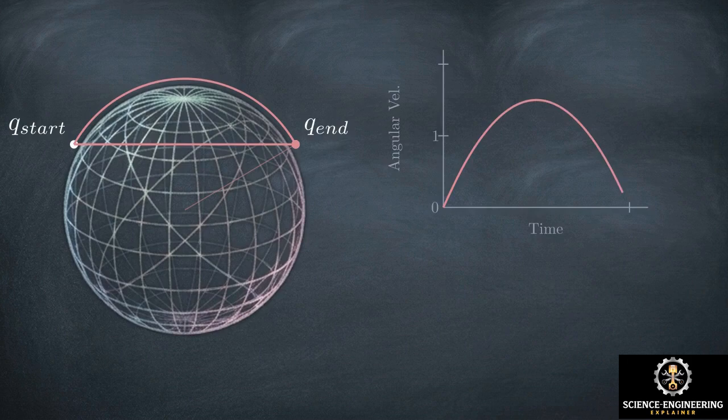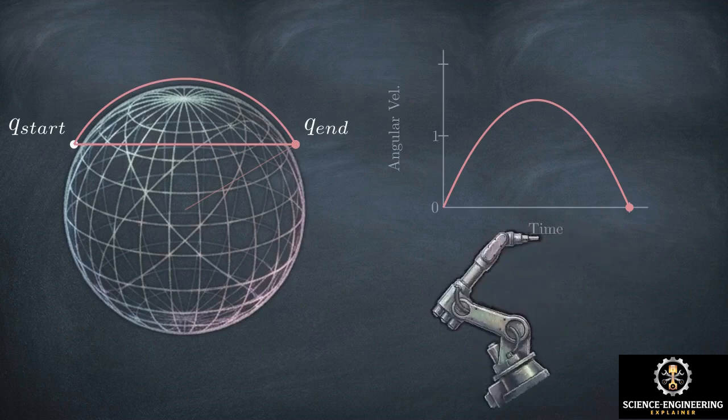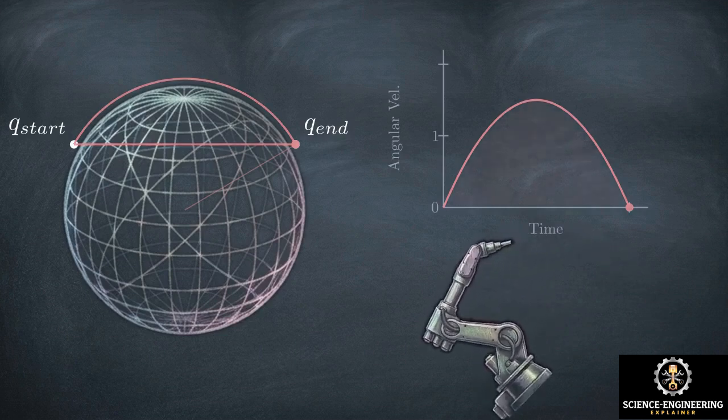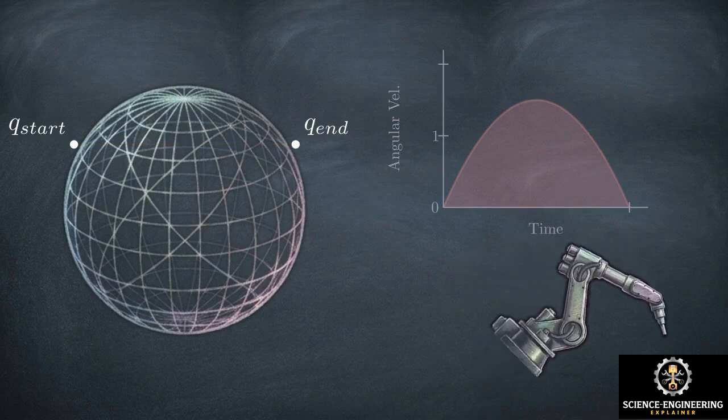Because the straight line distances don't map evenly to the curved surface, the angular velocity profile forms a steep bell curve. The robot is forced to speed up drastically at the midpoint of its motion and slow down at the ends. We correct this using spherical linear interpolation, or SLERP. Instead of cutting through the center, SLERP traces the true geodesic path, a great circle arc directly along the exterior surface of the sphere.